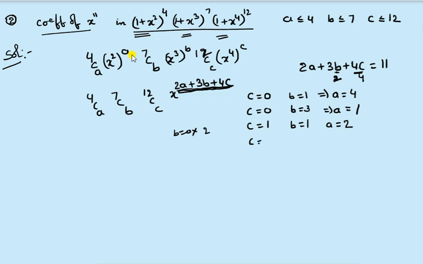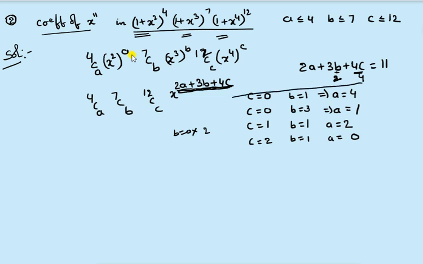Next I am taking c equal to 2, then b equal to 1: c equal to 2 gives 8, b equal to 1 gives 3, 8 plus 3 is 11. So that's why we are getting the value of a equal to 0. That's all. If you take b equal to 2, not possible. With c equal to 3, we are getting more than 11.